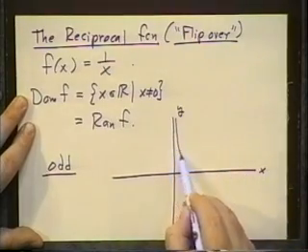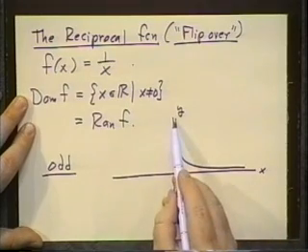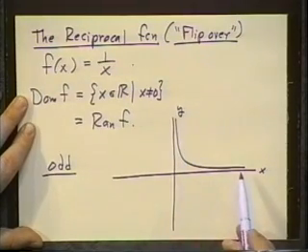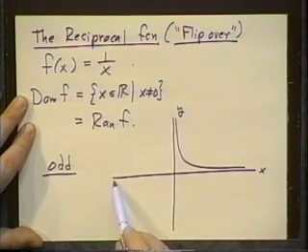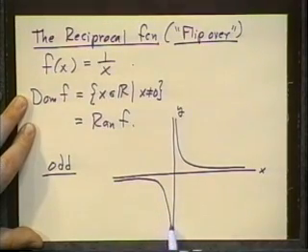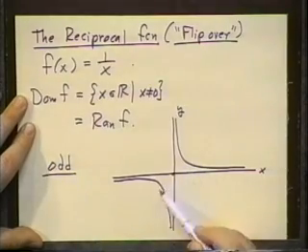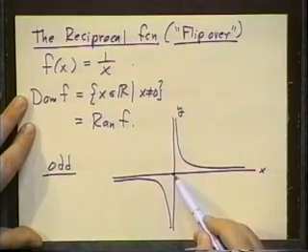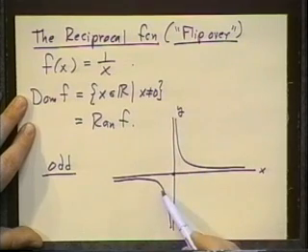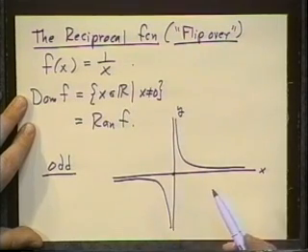Well, it is asymptotic. That means that it approaches the y-axis and the x-axis forever, but never touches them, in both directions, just like that. You can see that it is odd because it is symmetric across the origin there. Any point here has a corresponding point on the other side.